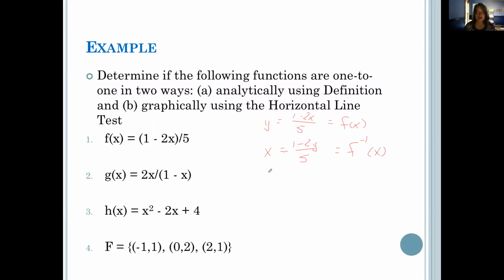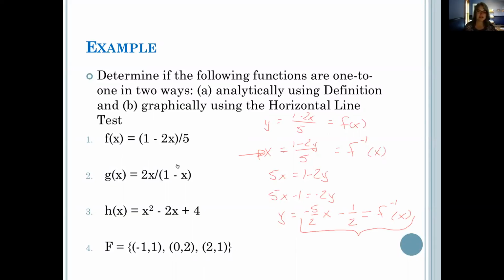Sure. Multiply through by 5, we get 5x equals 1 minus 2y. Subtract 1. We get 5x minus 1 equals negative 2y. Divide through by negative 2. We get y equals negative 5 halves x minus 1 half. We were able to solve this equation for y. This equation right here actually is the inverse function, and we know that this is indeed a function. So, yeah, f of x equals (1 minus 2x) over 5, that's invertible.